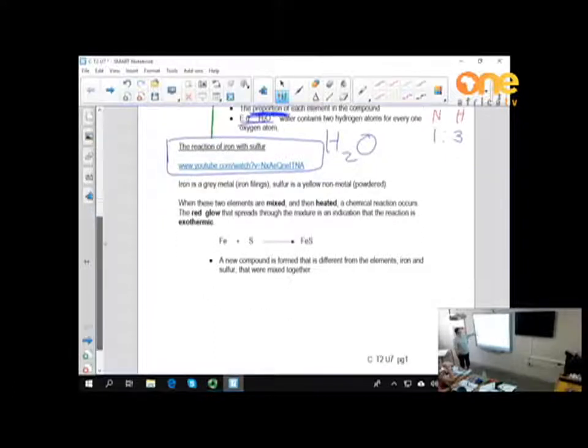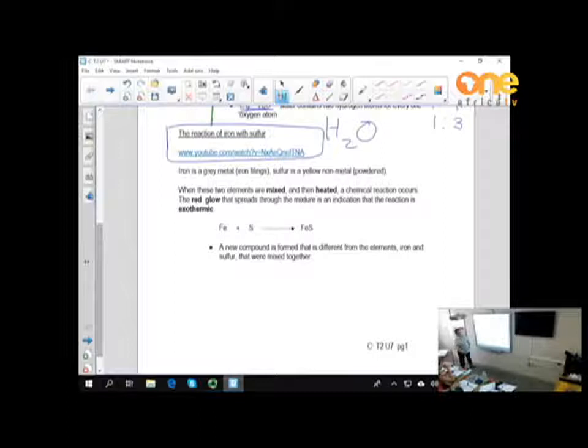But what this part is about is that I can take two elements, iron and sulfur, that normally are fairly harmless, lying around in a laboratory or wherever. Iron is a metal, shiny, gray. We get iron filings, darkish little splinters of iron. Sulfur is a non-metal, and I don't know if you've ever seen sulfur. You can buy it at Agra in buckets. It's a yellow powder. They sometimes use it to treat fungus on plants, etc. So sulfur is a yellow powder.